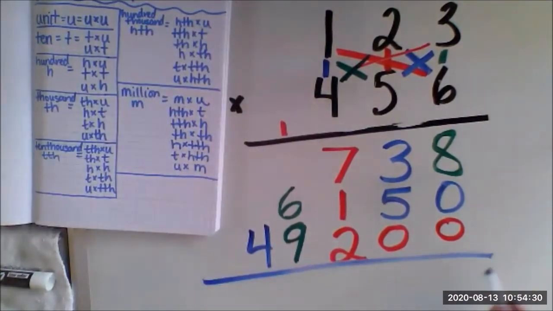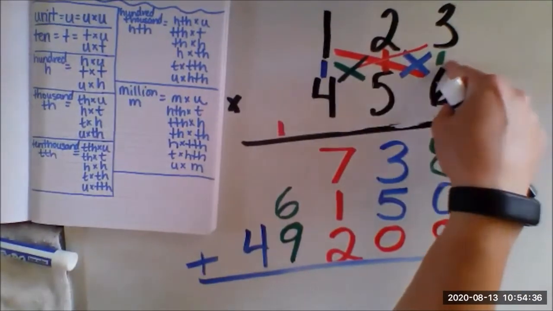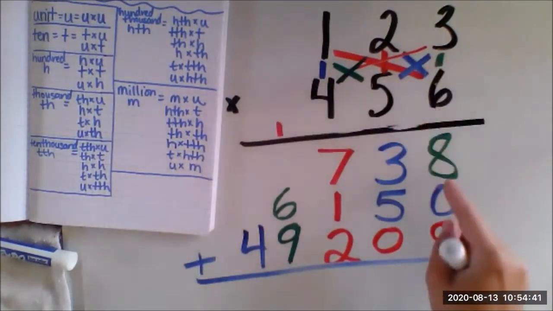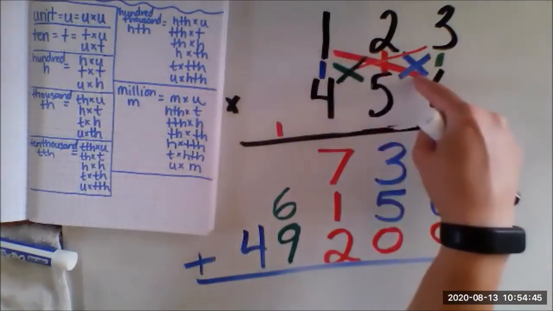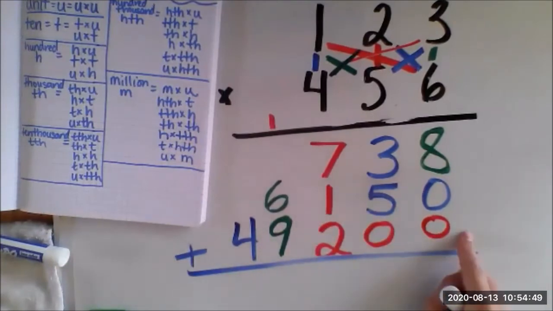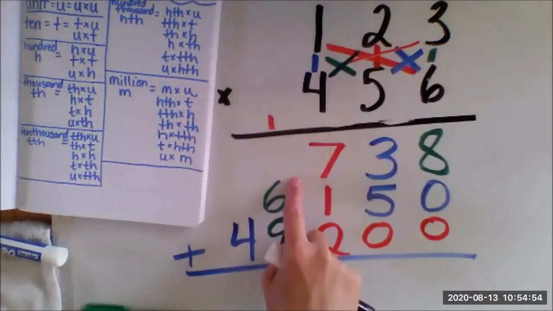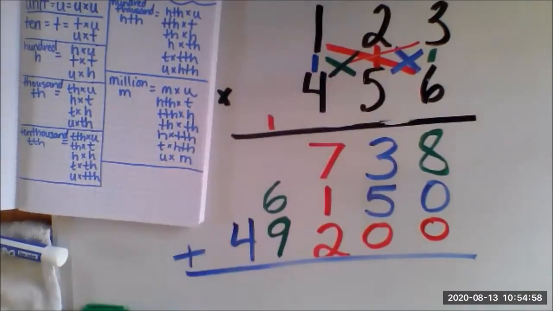And now we add it all together. Okay, you can see that we had lots of color going on. We have one way to make a unit, and we have two ways to make a 10, one here and one here. And we have 1, 2, 3 ways to make 100. And then we had 1, 2 ways to make 1,000, and 1 way to make a 10,000, and it's right here. So this cross multiplication really helps you to see all of those.